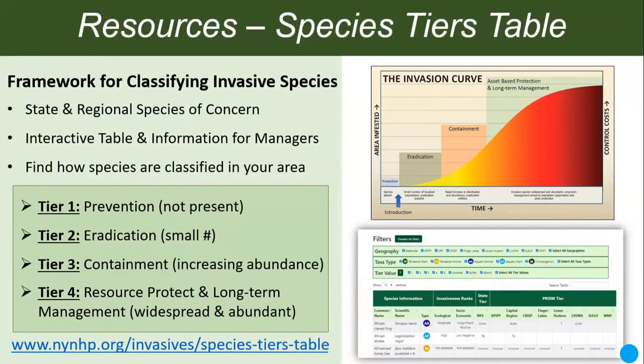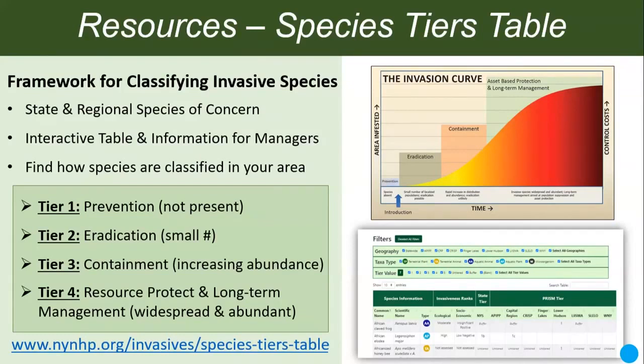This table is accessible online at nynhp.org/invasive/species tiers table. And it's an interactive table where you can find information to make decisions. You can also find how species are classified in your area, as each species can have a different tier depending on what region in New York that it's in.